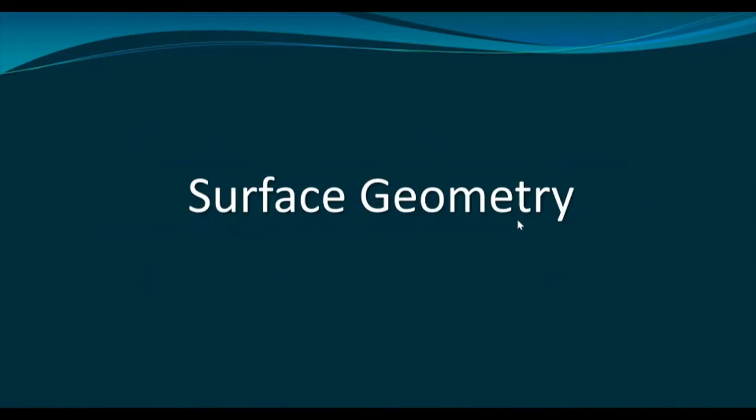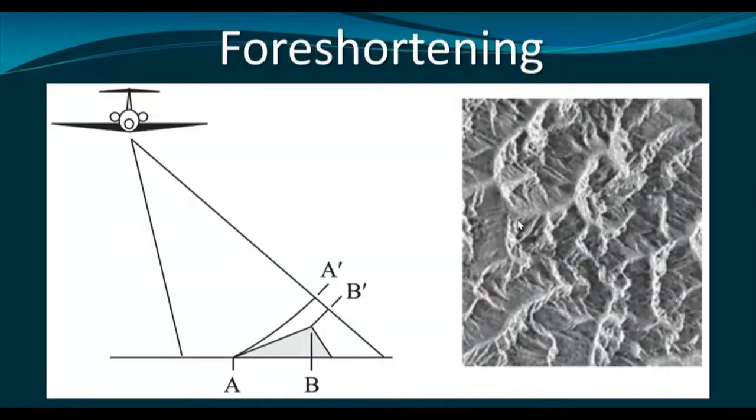So in the terrain parameters, first we have to discuss the surface geometry. The brightness of the object on the pixel depends on the surface geometry. And in surface geometry, the first thing we are going to discuss is the foreshortening.